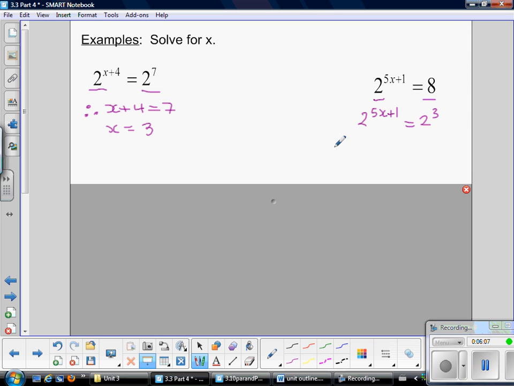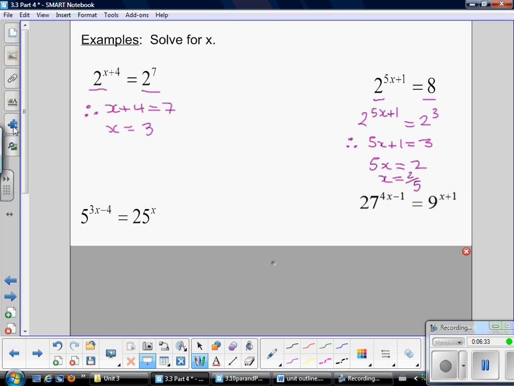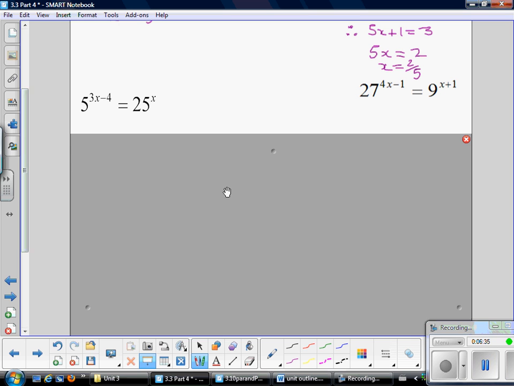Okay, my bases are the same, therefore my exponents must be equal. So 5x plus 1 equals 3. Subtract 1 from both sides, 5x equals 2, and divide both sides by 5, so x equals 2/5. All right, and moving down to the next set of examples.